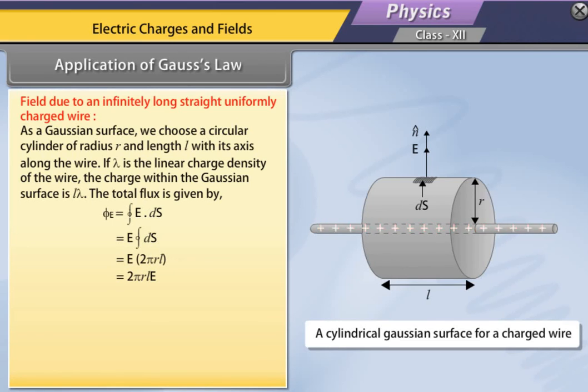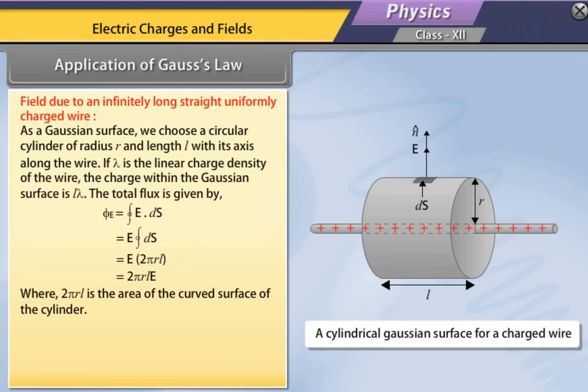which equals the product of E and 2 pi rL, where 2 pi rL is the area of the curved surface of the cylinder. According to Gauss's theorem, we get the electric field at any point at a radial distance r from the wire as lambda divided by 2 pi r epsilon naught.